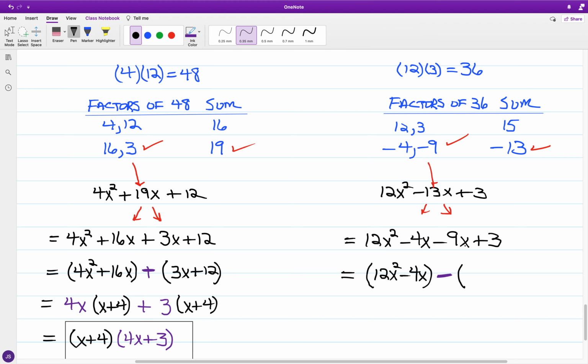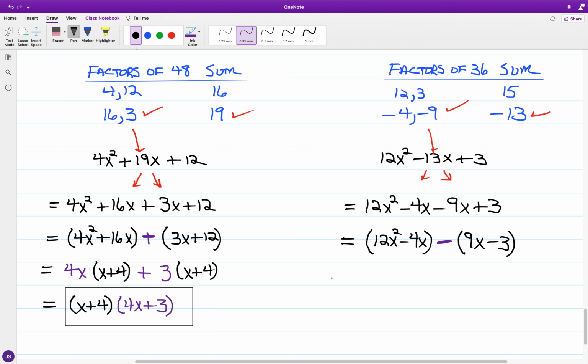Now, minus 9x is the opposite sign of 9x. Positive 3 is the opposite sign of negative 3. Again, remove parentheses: 12x squared minus 4x. Remove the second set, you're multiplying the last two terms by negative 1, so we have negative 9x plus 3. Now, drawing out the greatest common factor for the first pairing, for 12x squared minus 4x, the greatest common factor is 4x. Into 12x squared minus 4x, this is going to be 3x minus 1.